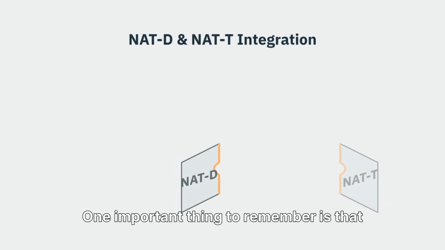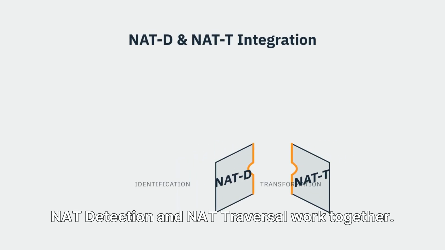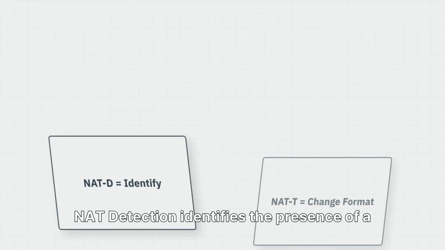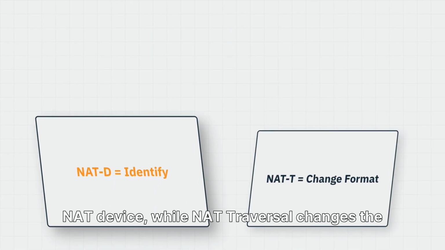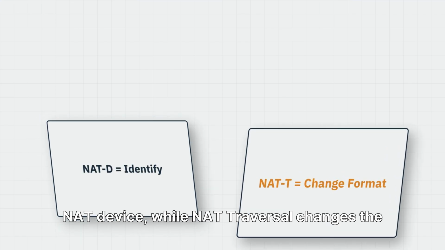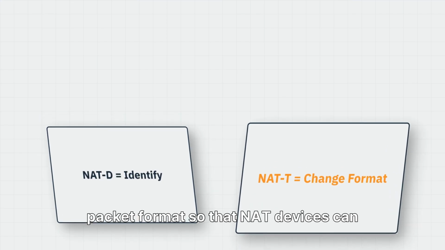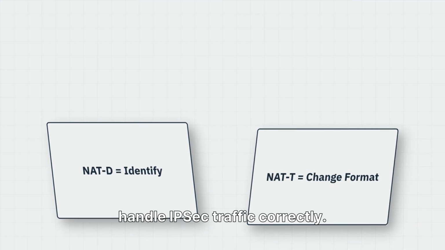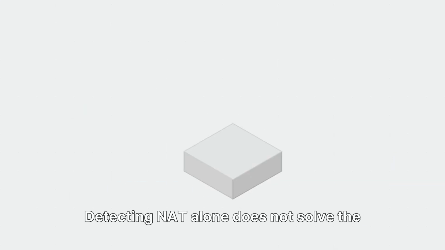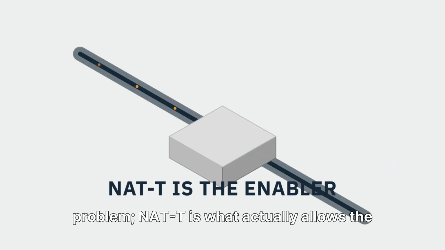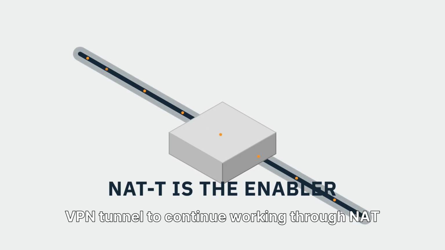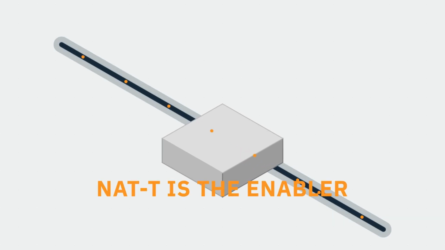One important thing to remember is that NAT detection and NAT traversal work together. NAT detection identifies the presence of a NAT device, while NAT traversal changes the packet format so that NAT devices can handle IPSec traffic correctly. Detecting NAT alone does not solve the problem. NAT-T is what actually allows the VPN tunnel to continue working through NAT devices.